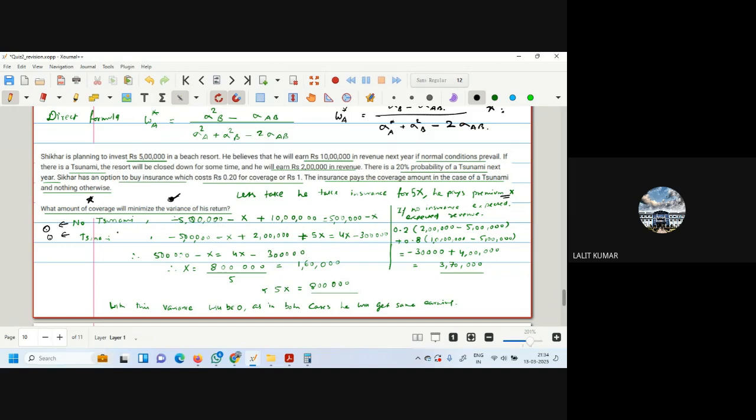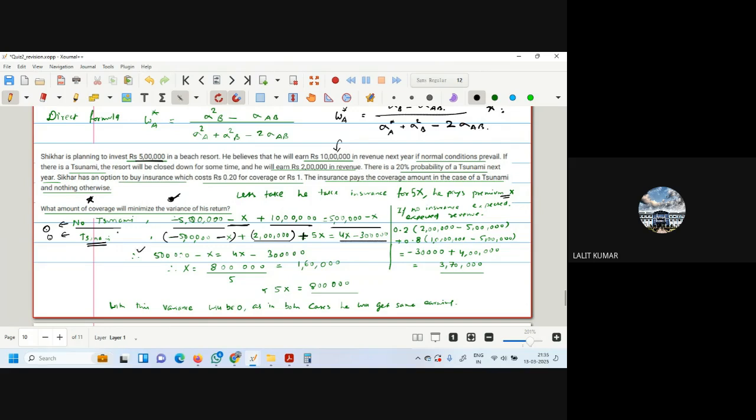So in case of no tsunami, he is investing 5 lakh, so minus 5 lakh has gone. Then he has paid the premium, minus x. And then he is earning 10 lakhs. So his final state is 5 lakh minus x. In the tsunami state, he invests the same, minus 5 lakh minus x. This is his investment, and he gets only 2 lakh return. And he also gets an insurance payout of 5x. So this is 4x minus 3 lakh.